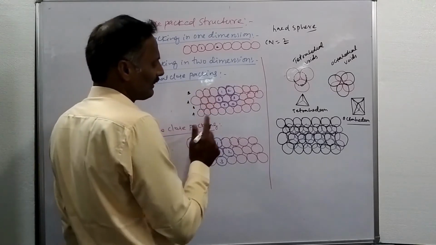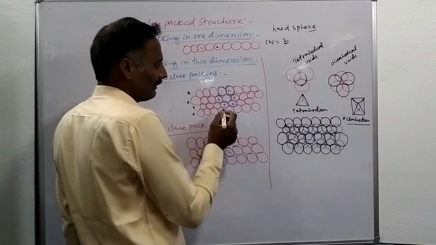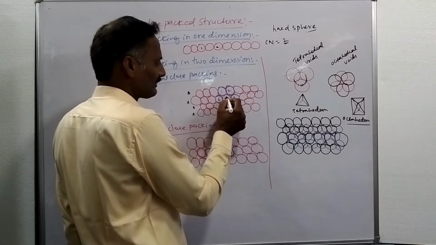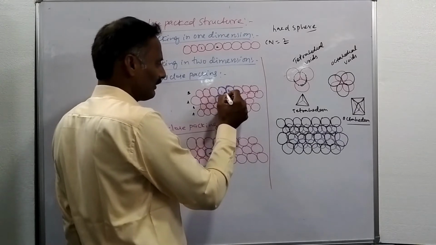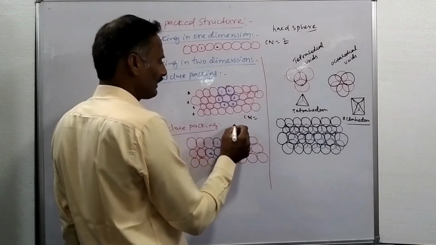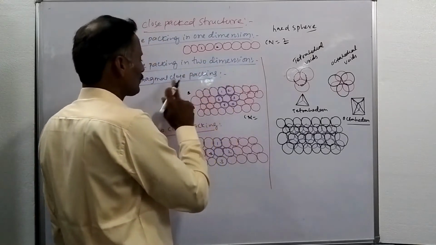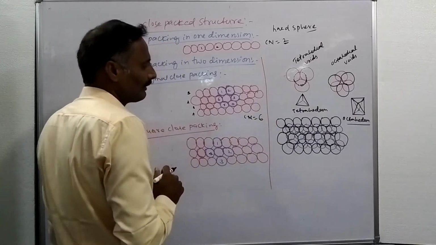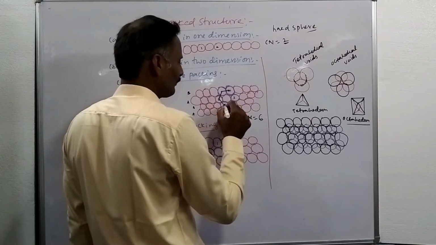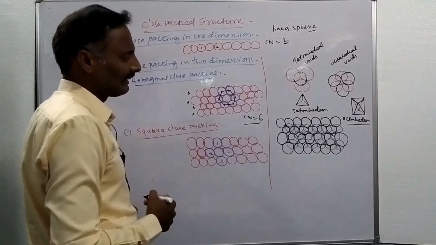In hexagonal closed packing, the centered particle is shared by 6 neighboring particles. These are the 6 neighboring particles: 1, 2, 3, 4, 5, 6. This is the centered particle. The centered particle is shared by 6 neighboring particles. That's why in a 2-dimensional hexagonal closed packing, the coordination number becomes 6. If you join these spheres like this, you will get a hexagon. This arrangement is called hexagonal closed packing.